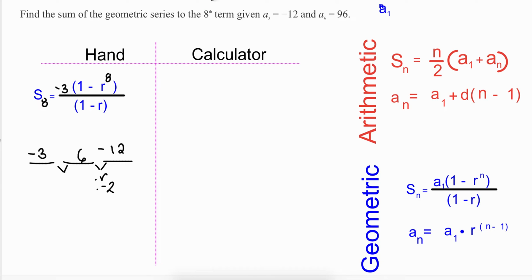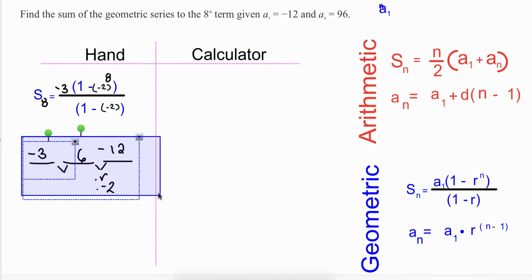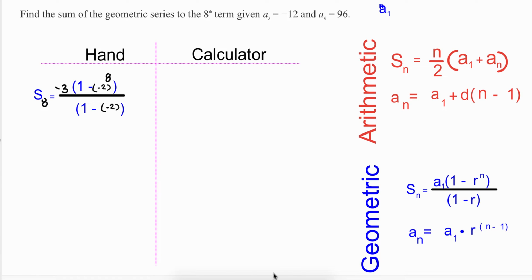Now careful. We know that r is negative 2. But when we put that in, we have to make sure that we put it in parentheses, because if we don't, we can really screw ourselves up. So we're going to put negative 2 in there, and we're going to put negative 2 in here in parentheses. So that's the formula. Wow. Let's move that over a little bit. So that's the formula that we're going to put into our calculator to figure out what the answer is.